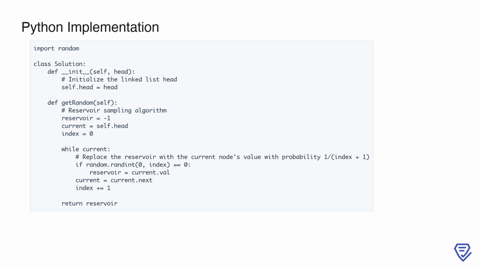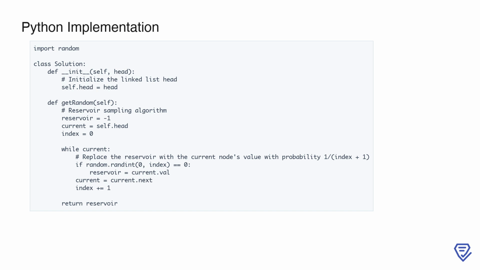This solution involves implementing a random node selection from a singly linked list using reservoir sampling. The reservoir sampling technique ensures that each element in the linked list has an equal probability of being selected, even with an unknown or dynamically changing size. First, the solution class is initialized with the head of the linked list. The head is stored as an instance variable for use in the getRandom method.